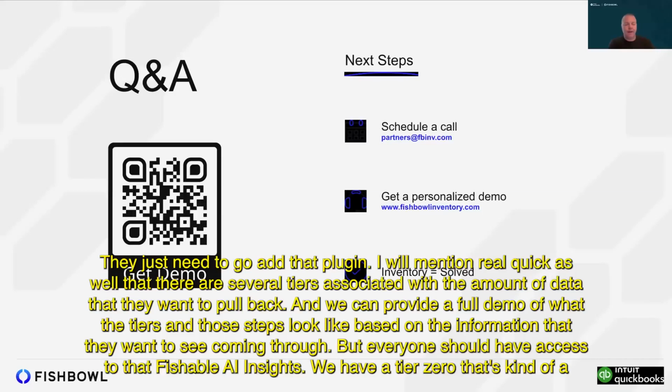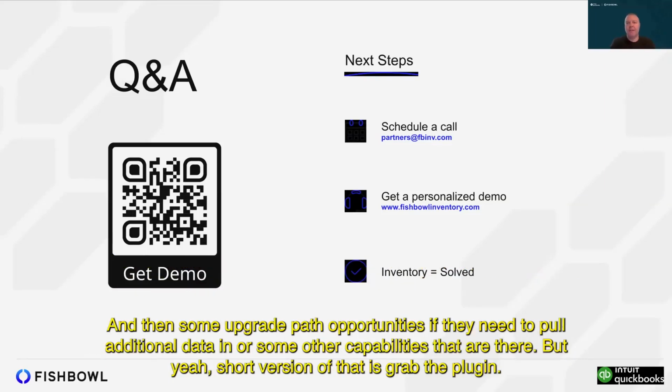I will mention real quick as well that there are several tiers associated with the amount of data that they want to pull back, and we can provide a full demo of what the tiers and those steps look like based on the information that they want to see coming through. But everyone should have access to Fishbowl AI Insights. We have a tier 0 that's a baseline included for everyone, and then some upgrade path opportunities if they need to pull additional data in or some other capabilities. But yeah, short version of that is grab the plugin.